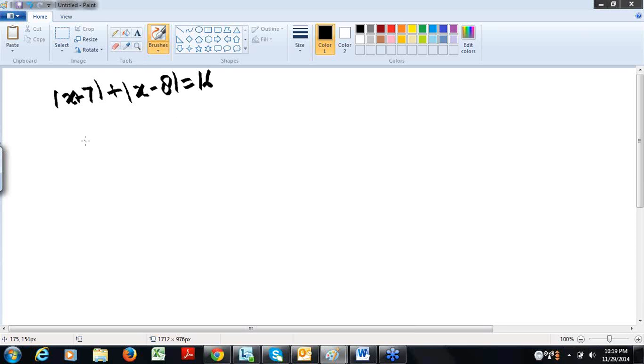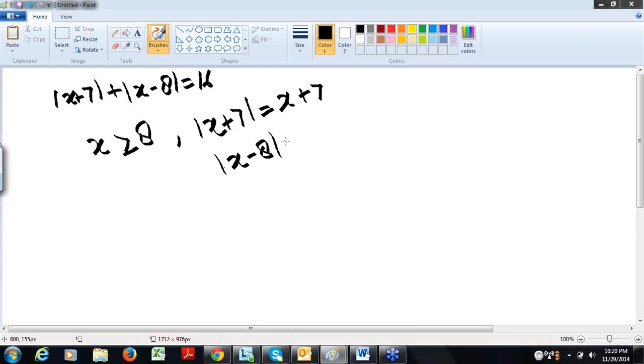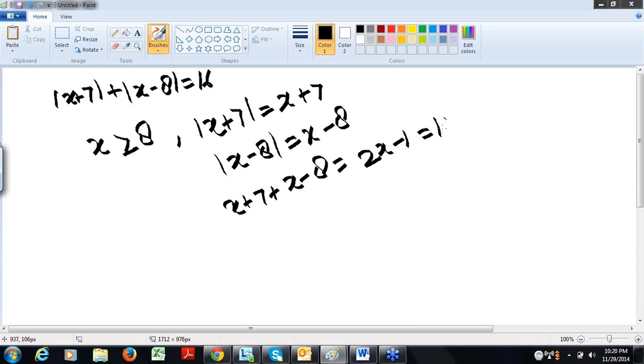Now check all the conditions. First condition: x is greater than or equal to 8. So x plus 7 will be x plus 7 and x minus 8 will be x minus 8. So this equation will reduce to x plus 7 plus x minus 8, which is 2x minus 1, which is equal to 16. So x is equal to 17 by 2, which is 8.5.